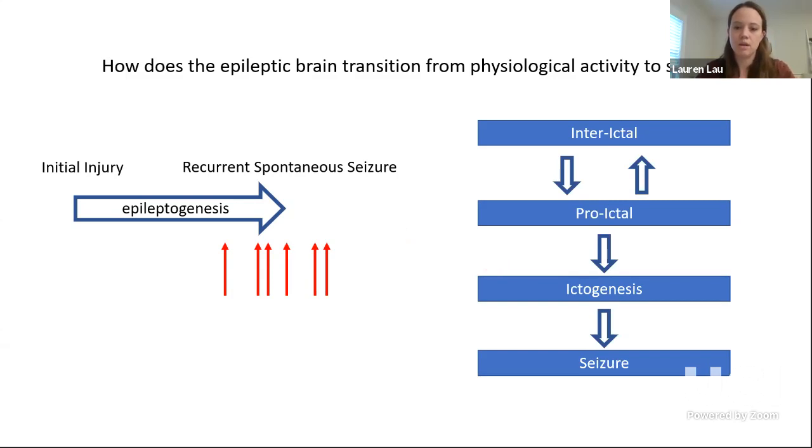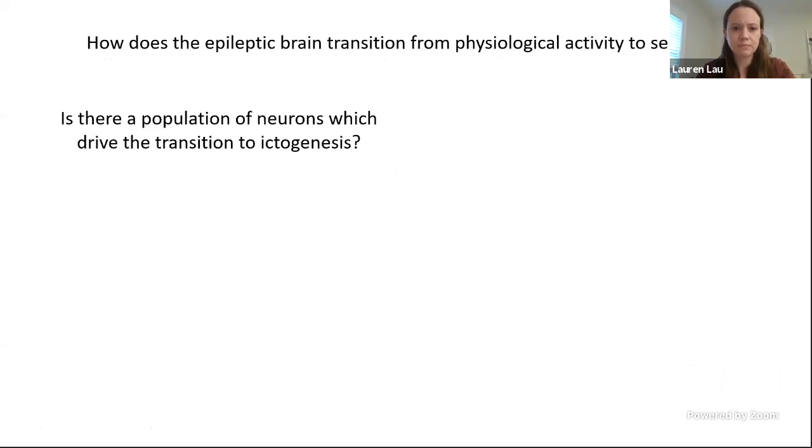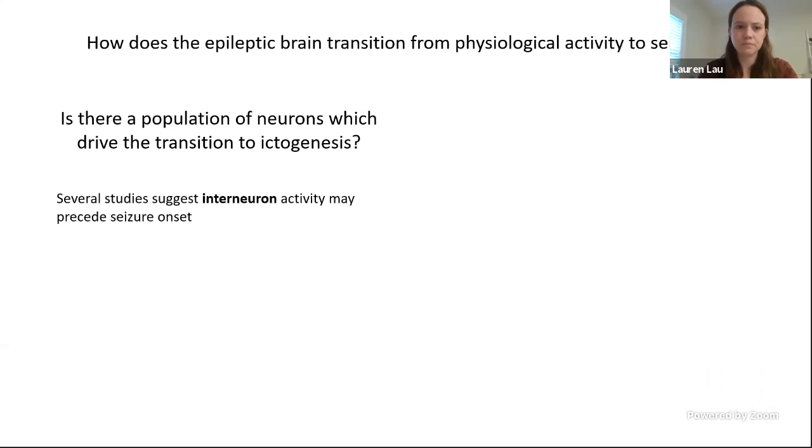So what defines this transition to the seizure state? We can think about this on the cellular level and ask: what are the cellular substrates of ictogenesis? Is there a particular population or subset of neurons which are critical for driving this transition? One candidate is the class of interneurons.